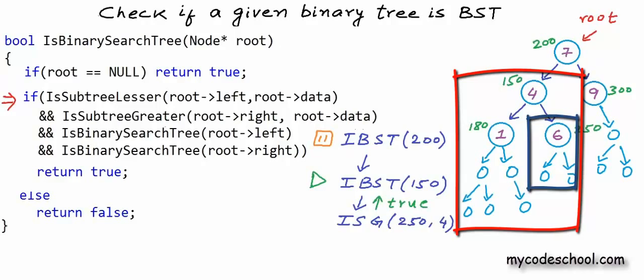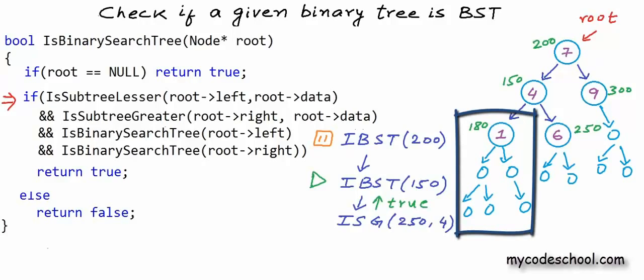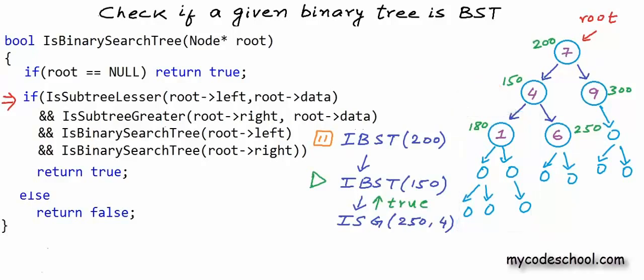So all in all, during this whole process, there will be a lot of traversal. Data in nodes will be read and compared multiple times. If you can see, all nodes in this particular subtree will be traversed once in the call to isBinarySearchTree for 200, when we will compare the values in these nodes with 7, and then these nodes will once again be traversed in the call to isBinarySearchTree for 150, when they will be compared with 4. They will be traversed in the call to isSubtreeLesser. All in all, these two functions, isSubtreeLesser and isSubtreeGreater, are very expensive.